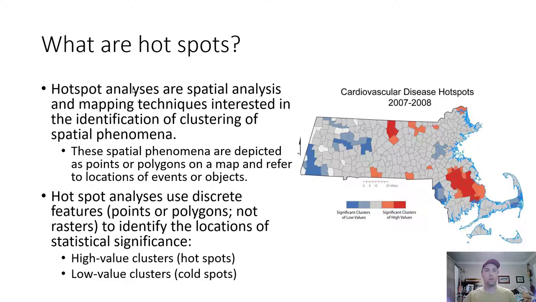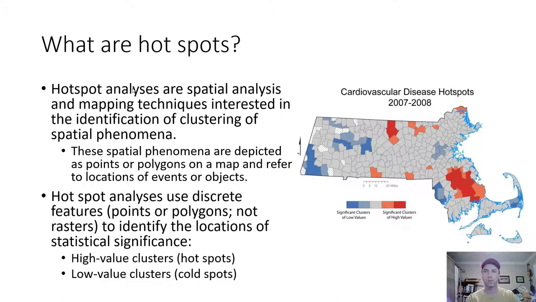So what are hot spots? Hot spot analyses are spatial analysis and mapping techniques interested in the identification of clustering of spatial phenomena. So just like the previous couple of weeks, we're still answering the question, are data clustered or are they dispersed? Is the distribution of features or events random, or is there some sort of occurring clustering or dispersion? These spatial phenomena are depicted as points or polygons on a map, and these points or polygons refer to either locations of events or objects.